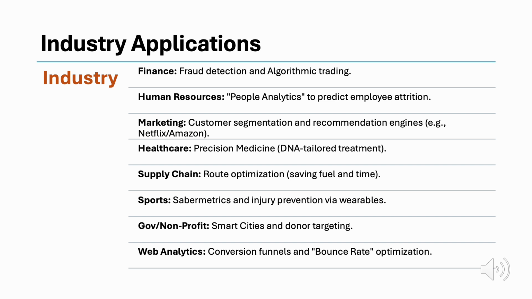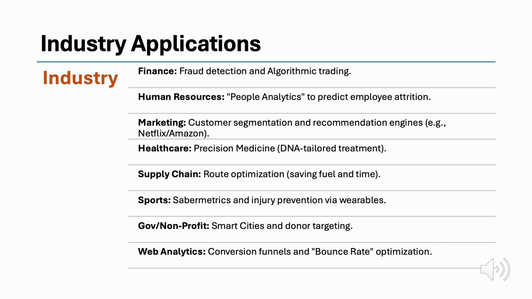Government and nonprofits. Governments use data to improve urban planning, smart cities, and to predict crime hotspots to better allocate police resources. Nonprofits use donor analytics to identify which supporters are most likely to give to a specific cause, maximizing their limited budgets.